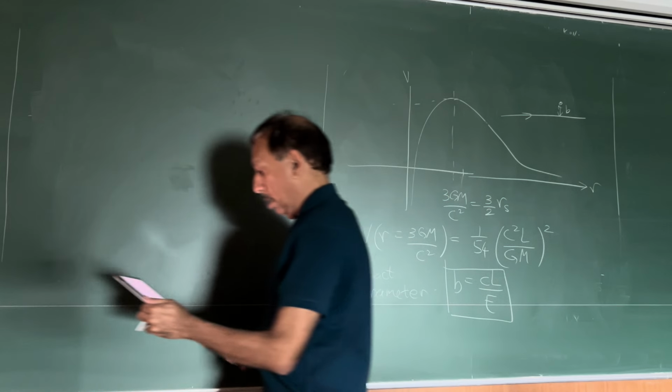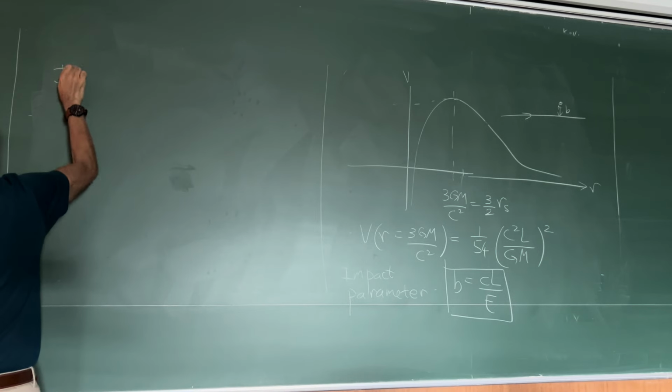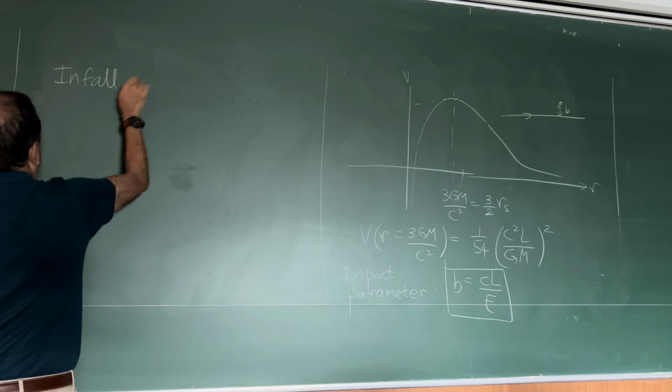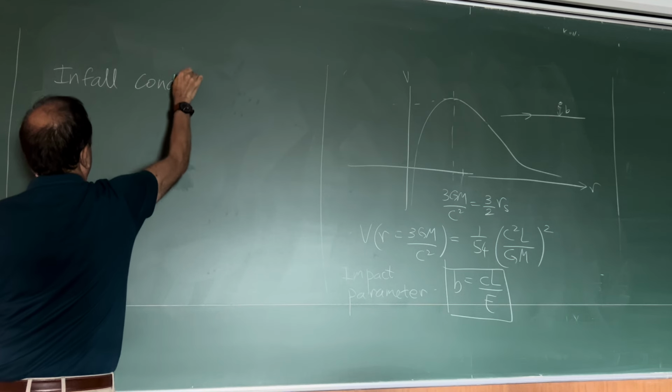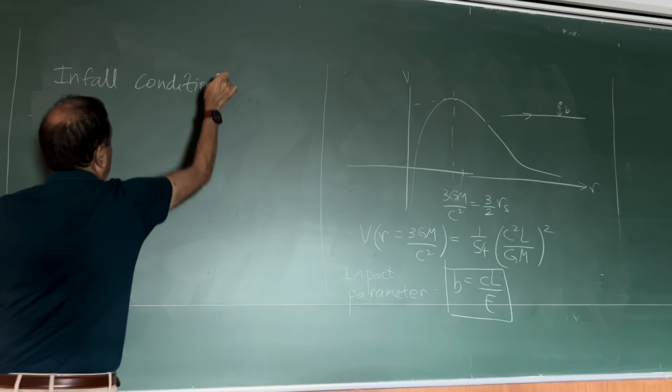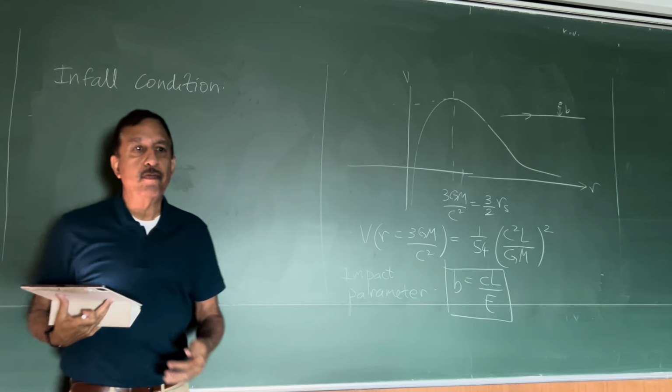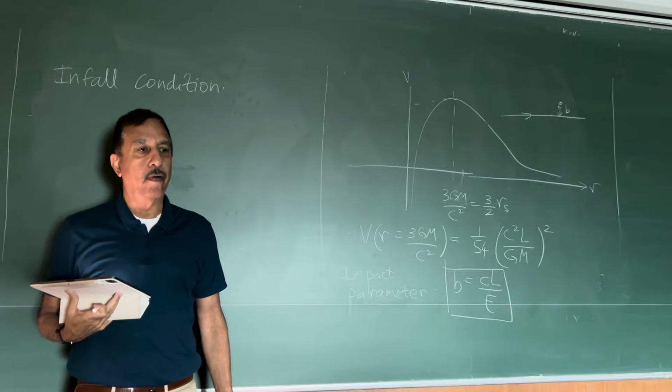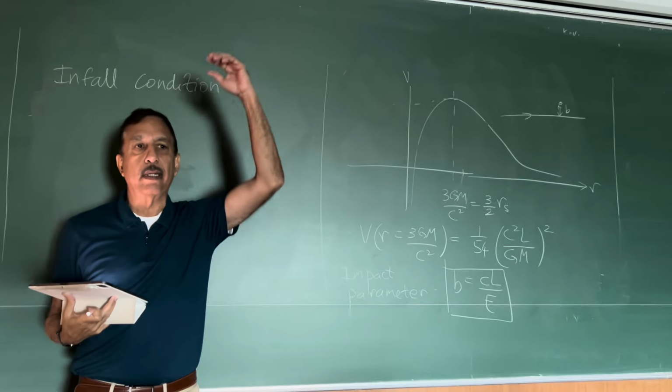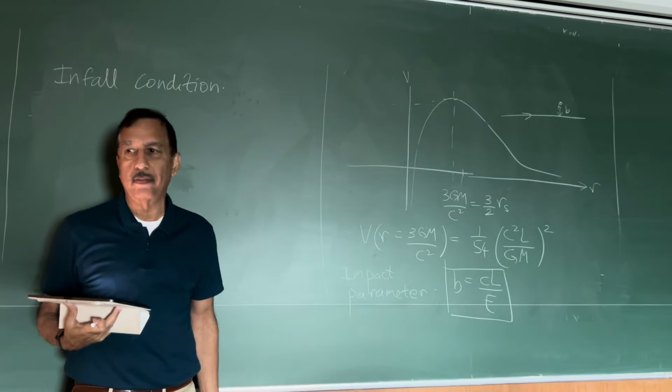So now the condition for crossing the barrier, the infall condition, it's clear that infall will happen if b is sufficiently small, because if b is very large, it's going to miss the planet altogether. It can't fall into the planet.